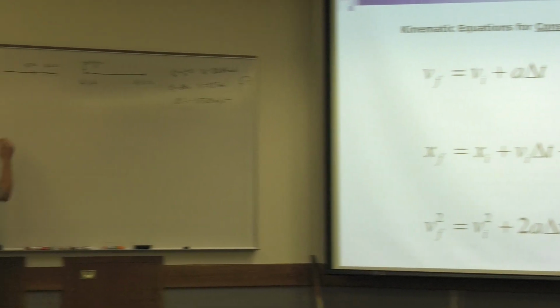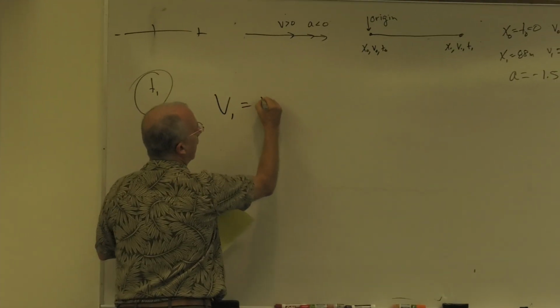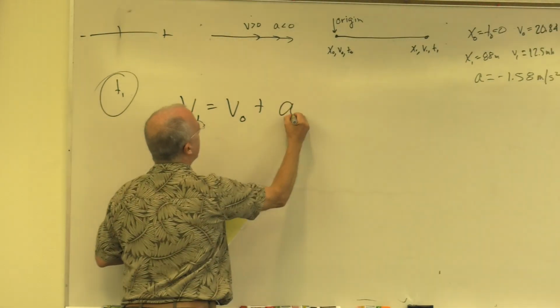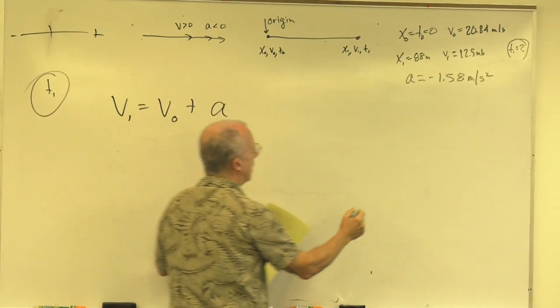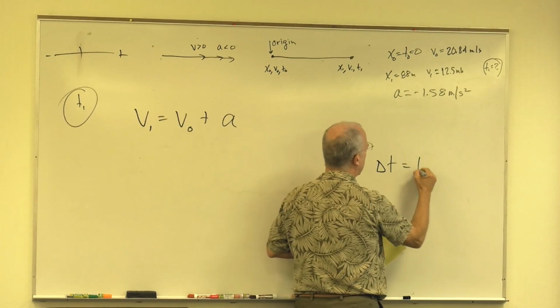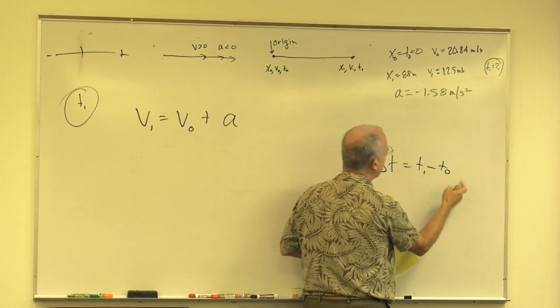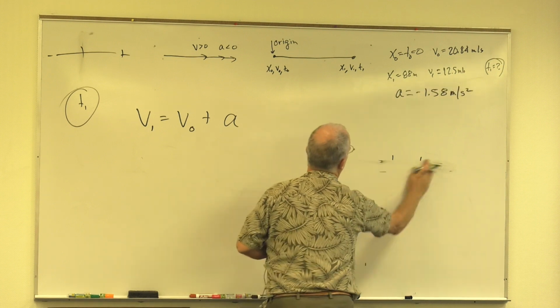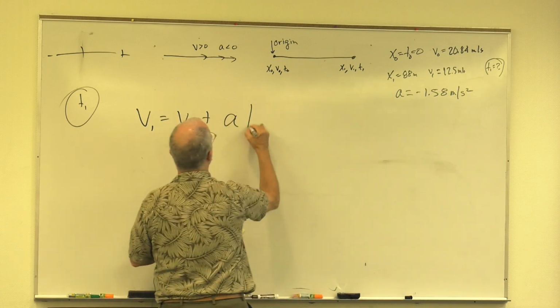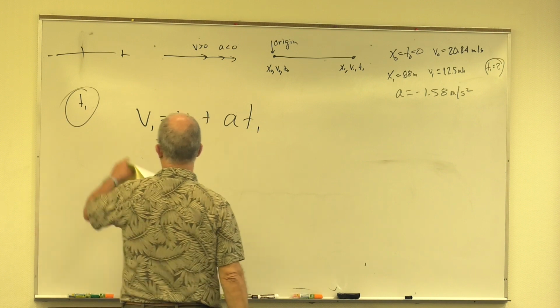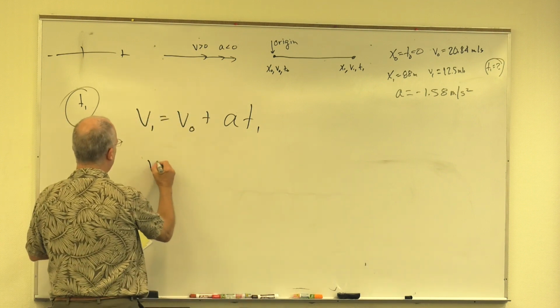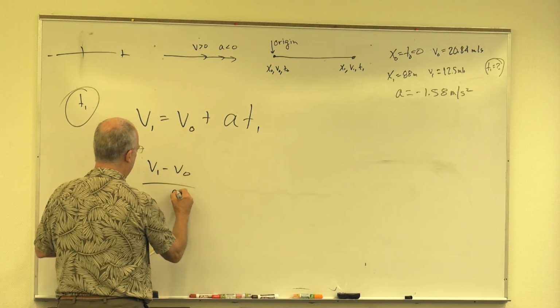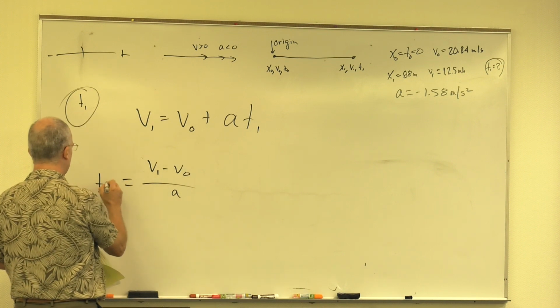So the top one. So we have V1 equals V0 plus A delta T. Now what's delta T? Again, delta T is T1 minus T0, right? Final minus initial. T0 is 0, so it's just T1. So we just have A T1. Okay, we're trying to solve for T1, so just do it. So V1 minus V0 over A is equal to T1.